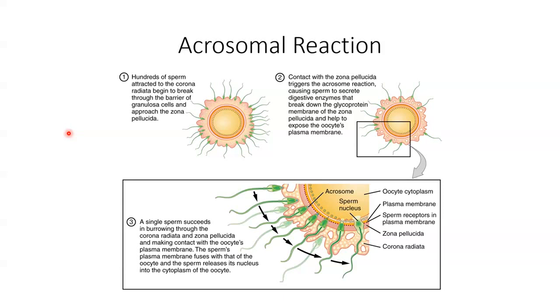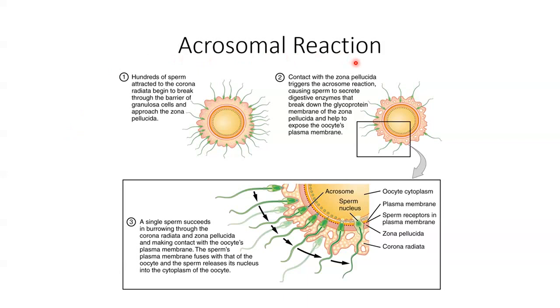Remember that a secondary oocyte is surrounded by two protective layers: the corona radiata, which is that layer of granulosa cells, and then the underlying zona pellucida, which is that thick glycoprotein membrane that surrounds the actual secondary oocyte. So to reach and fertilize the oocyte, the sperm must penetrate those two layers. It must first burrow through the cells of the corona radiata, and then upon contact with the zona pellucida, the sperm bind to receptors in this layer. And this initiates a process called the acrosomal reaction.